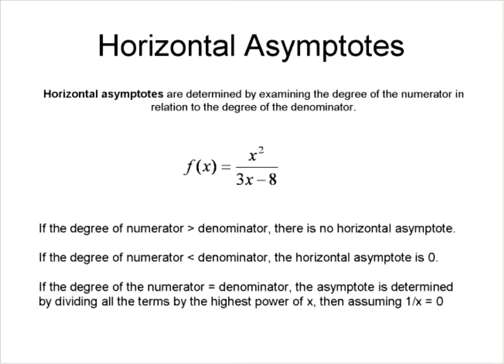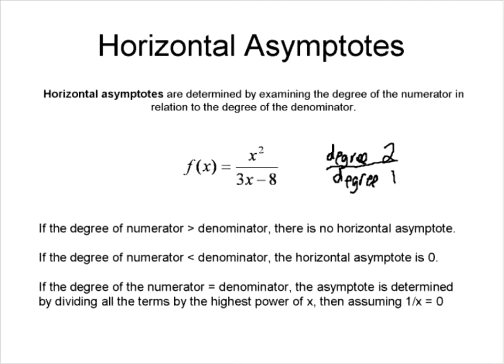So we're going to look at the numerator, and the degree of the function in the numerator is just degree 2. And remember, it's just the power or the exponent. The highest exponent is the degree. The degree in the bottom, or in the denominator, is degree 1.